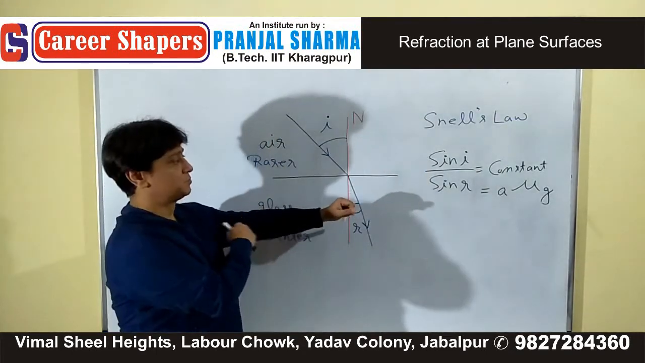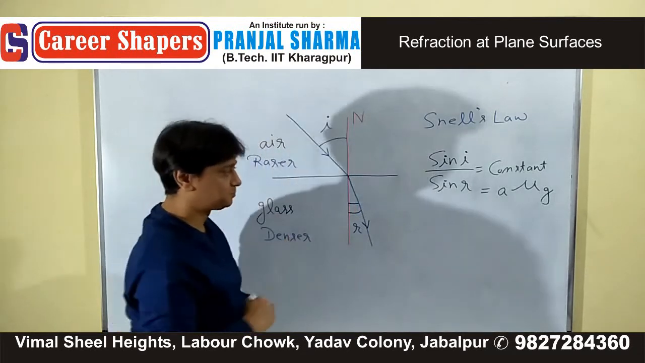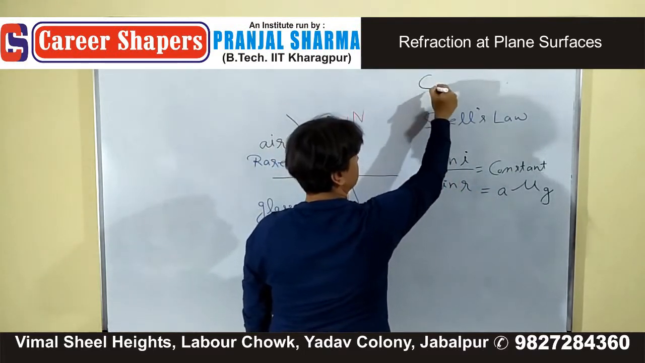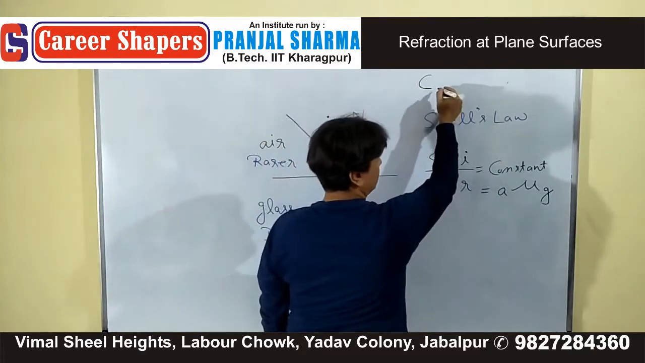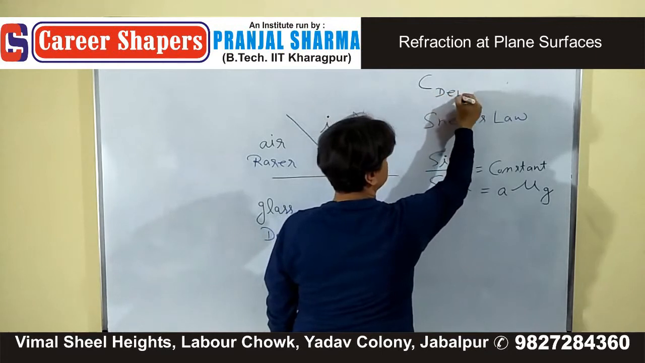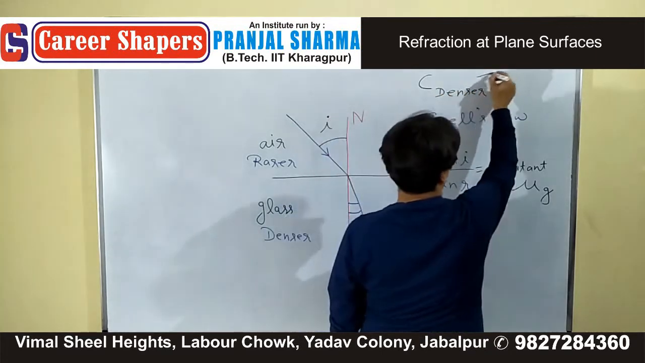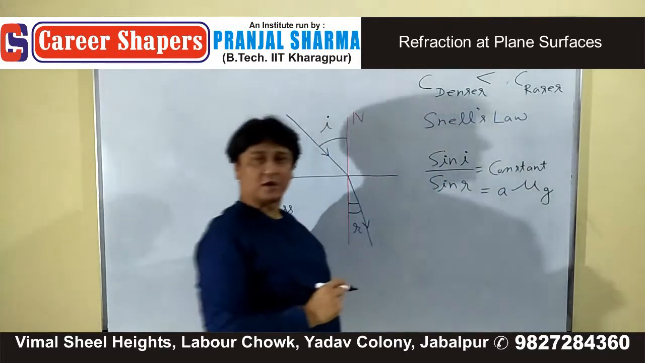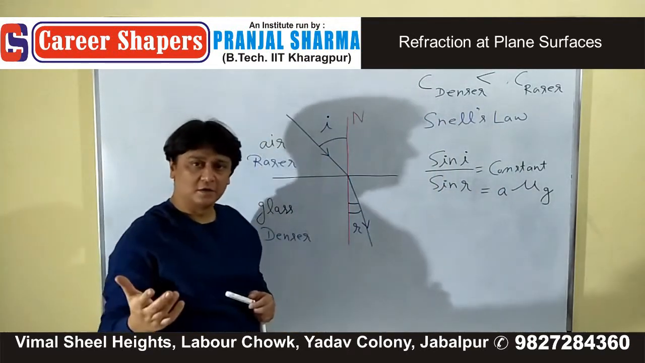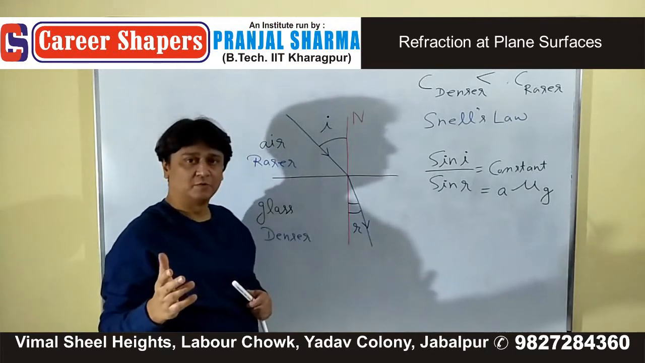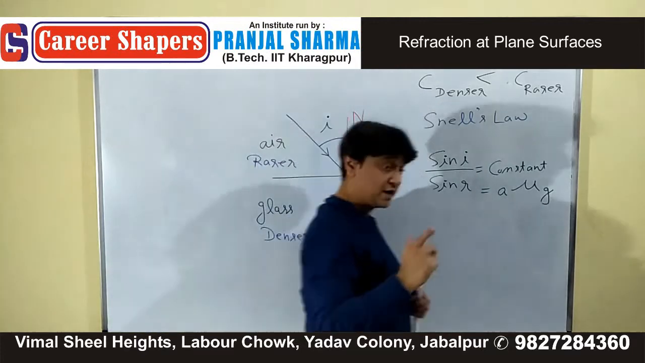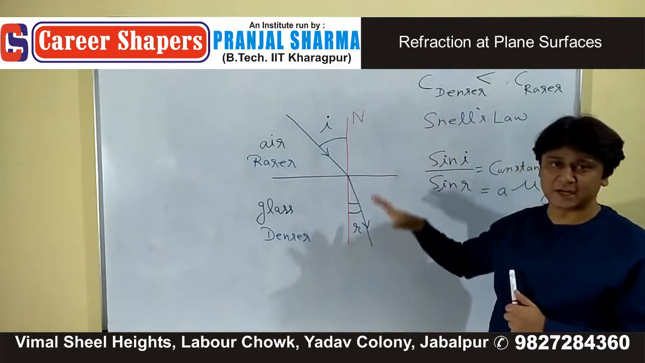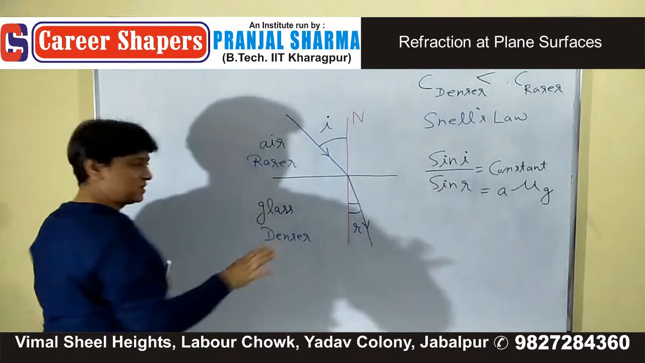Now let's introduce speed of light in Snell's law. First thing, speed of light is represented by c. In a denser medium, speed of light is less as compared to speed of light in a rarer medium. For example, in air, speed of light is maximum, which you know as 3 into 10 to the power 8. Again, considering air is equivalent to vacuum, and in glass it is considerably less. How much less? We'll see later.